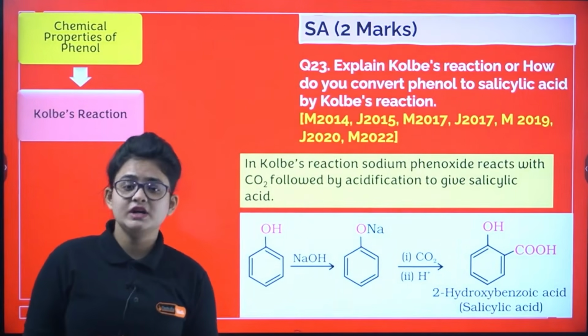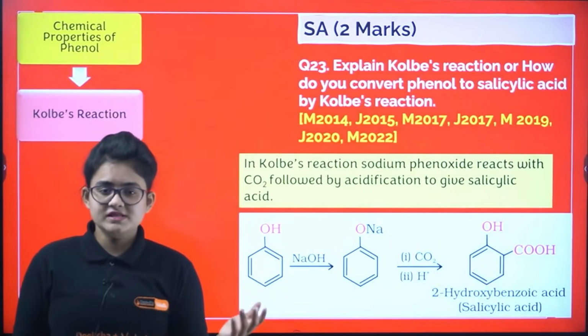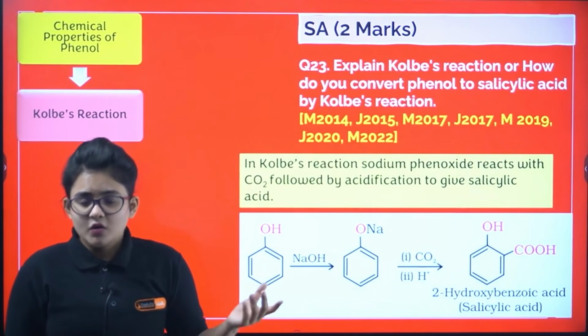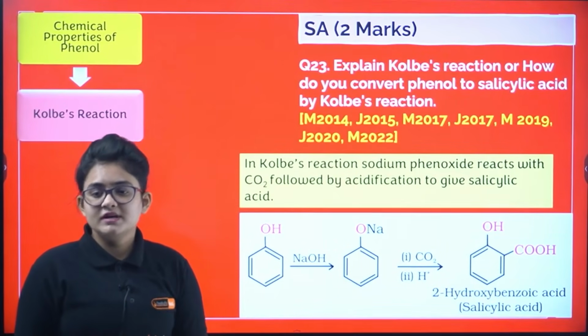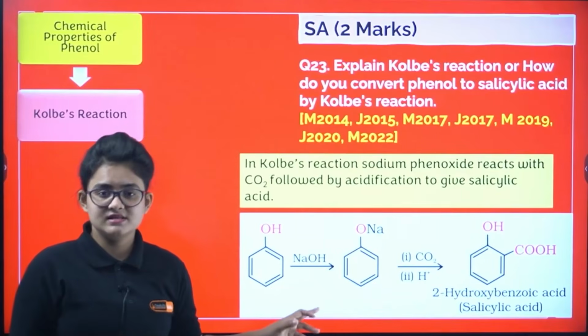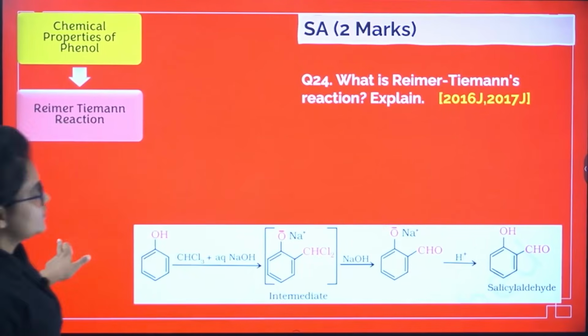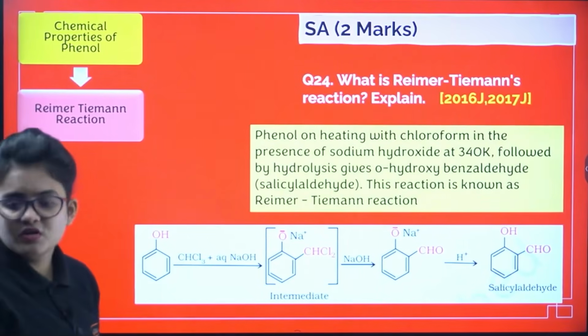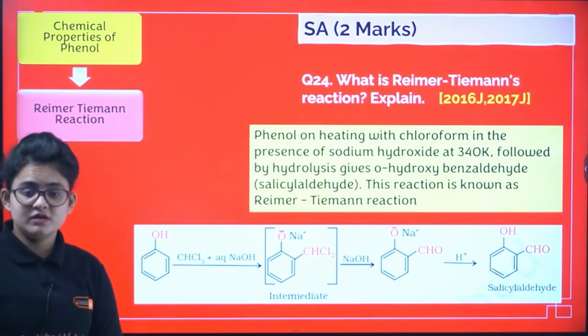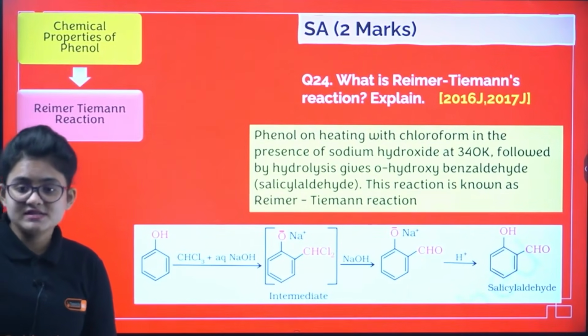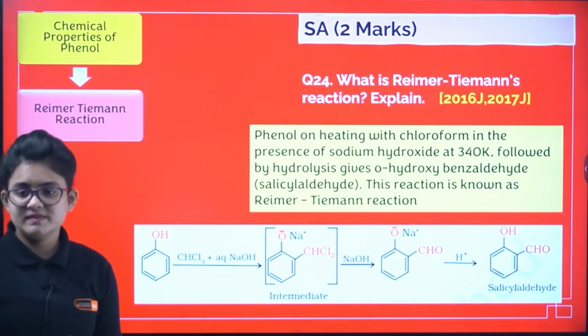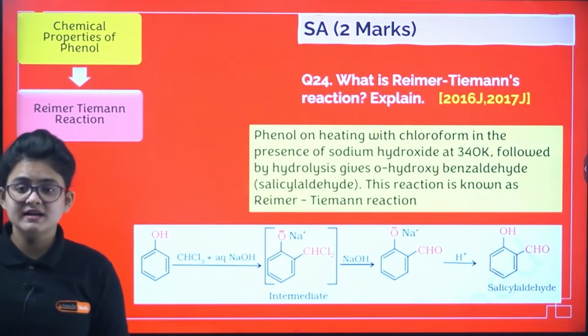If phenol, if you treat it with NaOH, it will first get converted to sodium phenoxide, then treat this with carbon dioxide, it will give you salicylic acid. That's it. What's Reimer-Tiemann reaction? So what you have to do, chloroform you have to treat in the presence of aqueous NaOH. Then H plus if you give, you will end up with salicylaldehyde.